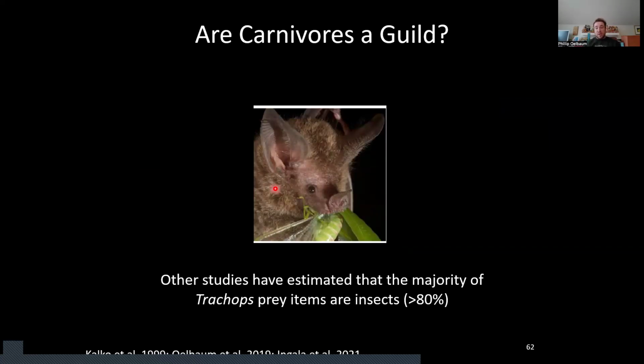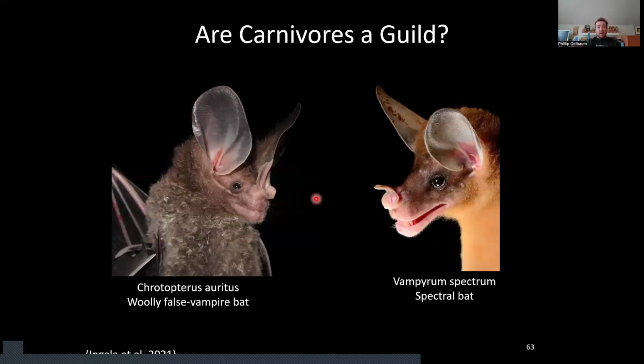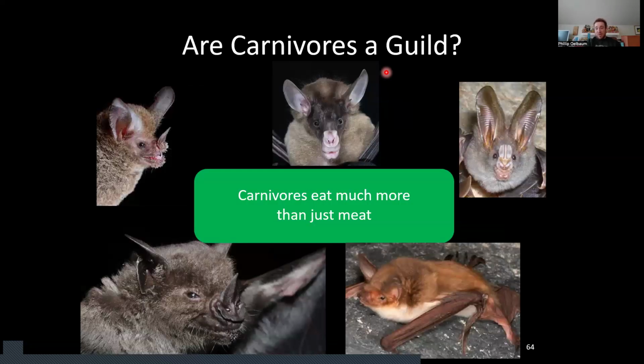Other studies, when we're thinking about Trachops, have estimated that the vast majority of what they're getting is from insects. Over 80% of their diet comes from insects, including that Ingala study that I was talking about earlier. Chrotopterus auritus, as I mentioned, they were eating plant matter, they were eating insects. And Vampyrum spectrum, these guys are probably one of our true carnivores. Both of these are true carnivores, but they can be incredibly flexible in what they eat. So when we consider the dietary niches of these animals, just remember that carnivores will eat a lot more than just meat.